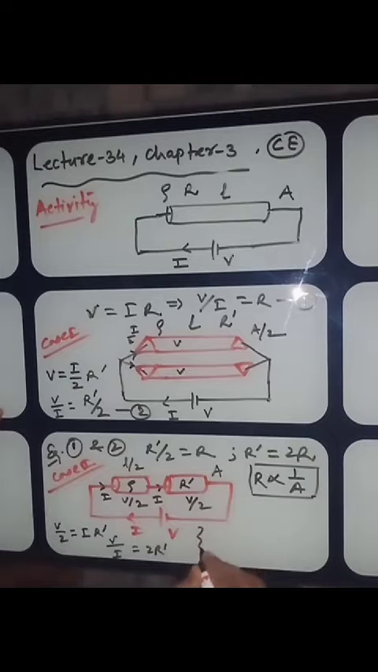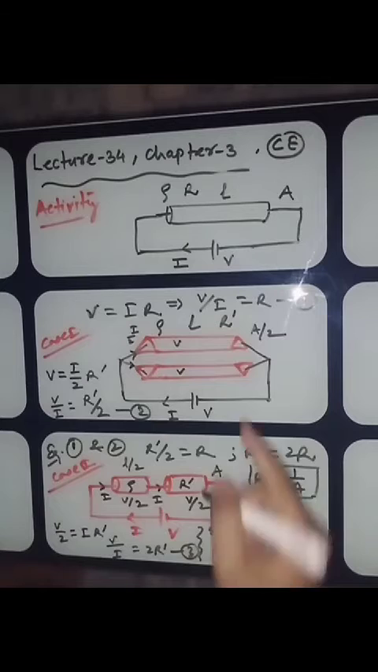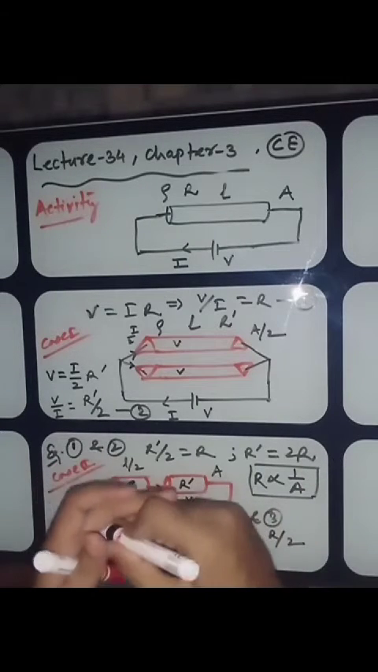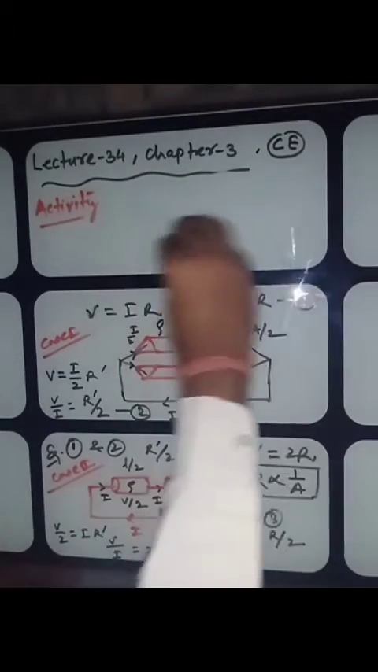Suppose this is equation 3. Equating equations 1 and 3 again, what you are getting here is R is equal to twice R dash. It means R dash is equal to R by 2. What happened, my dear students? Try to find the conclusion over here. So we got the conclusion.